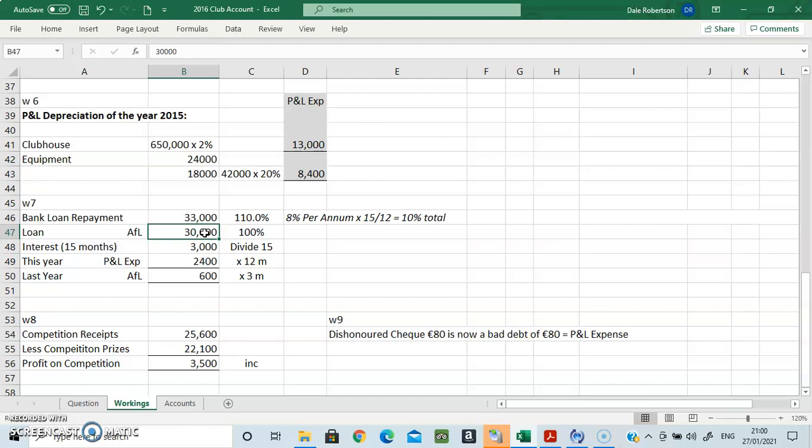Meaning the 15 months interest equates to €3,000. Now if you divide that by 15 to get 1 month, and you multiply it by 12 for this year, that's an expense, and you multiply it by 3 for last year, and that's an accumulated fund liability. We owed that at the start of the year, as indeed we owed the actual loan as well, so that's also an accumulated fund liability. That's all of the workings done.